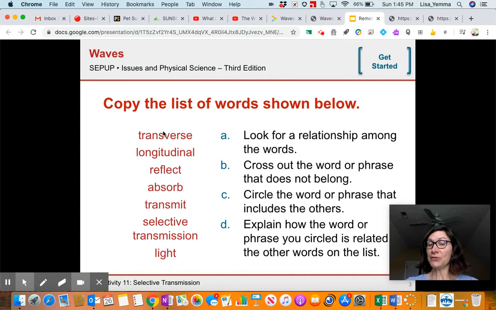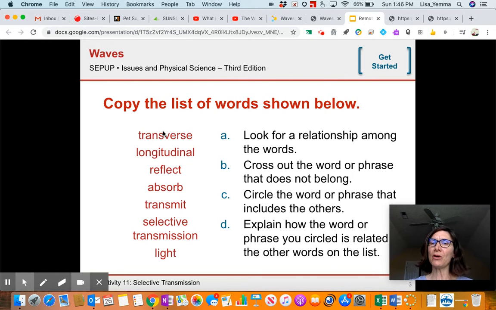Then you will, for part C, circle the word or phrase that sort of includes all the others. So what is the overarching theme here today? There's definitely some clues for you to use. And go ahead and circle the overarching theme. So this is our theme, and every other term, besides the one I crossed out, is included in that.